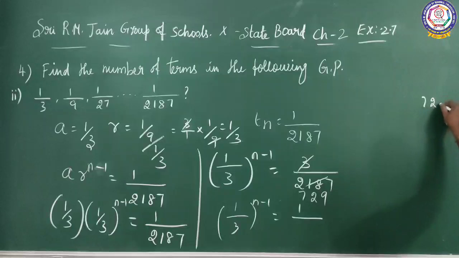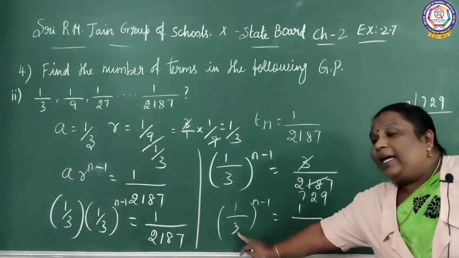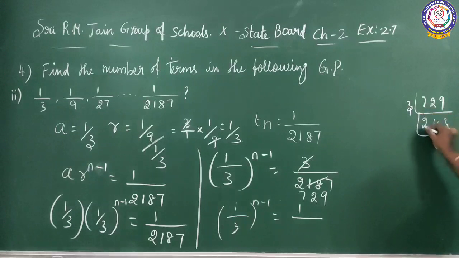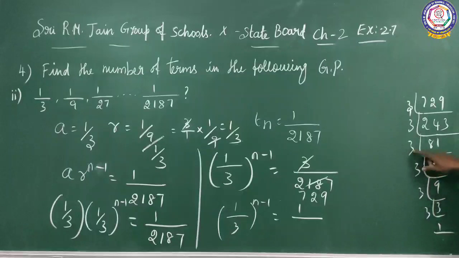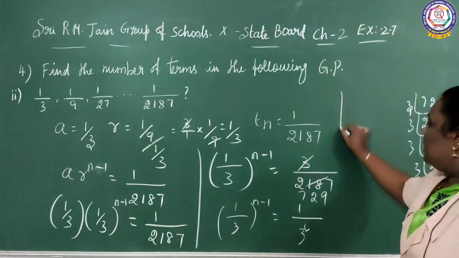You can do the upper column by the L division method. You can do it as a 3 table because there is a 3, so take 3 as the LCM. See, 3 twos are 6, 243. Likewise, 81, 27, 9, 3 ones are 3. Counting them, we get 3 power 6. So 1 by 3.